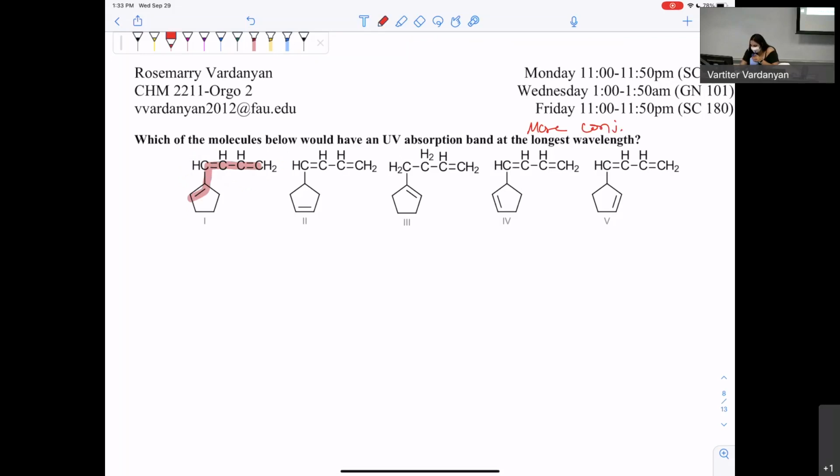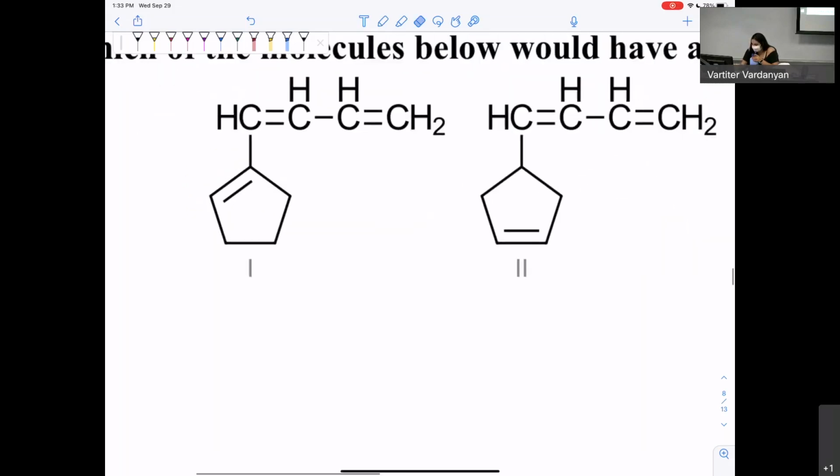I know it's weird in the condensed-ish formula, but we have 1 double bond, 1 single bond, 1 double bond, 1 single bond, 1 double bond. So it says 3 in conjugation. How about the second one? Only 2. These are in conjugation, but this one's all the way over there by itself. So it has 3 double bonds, but only 2 of them are in conjugation.